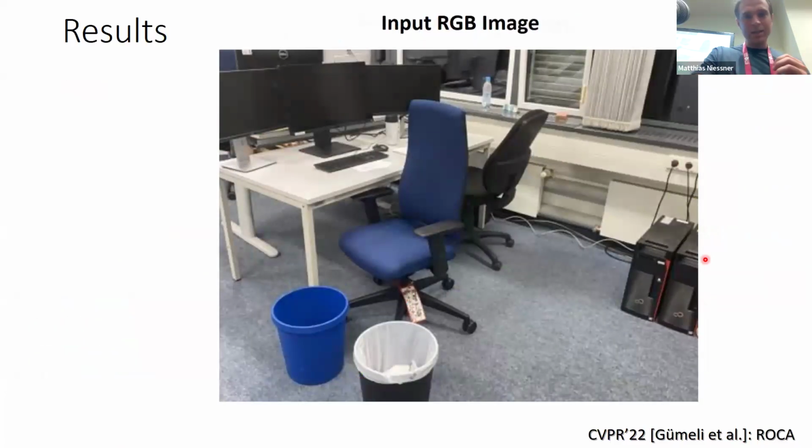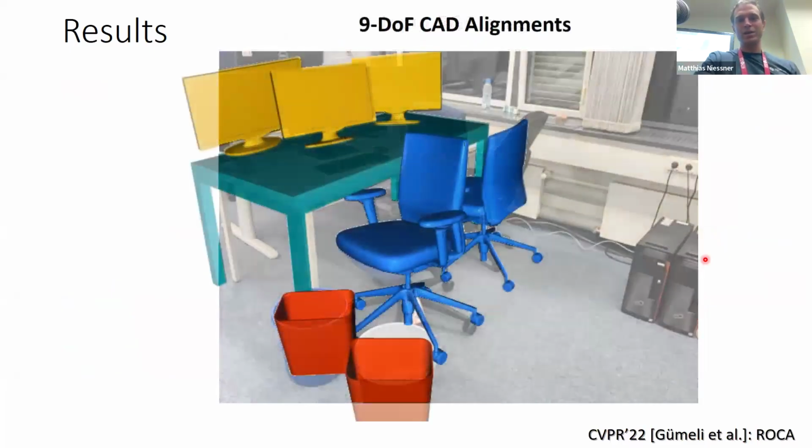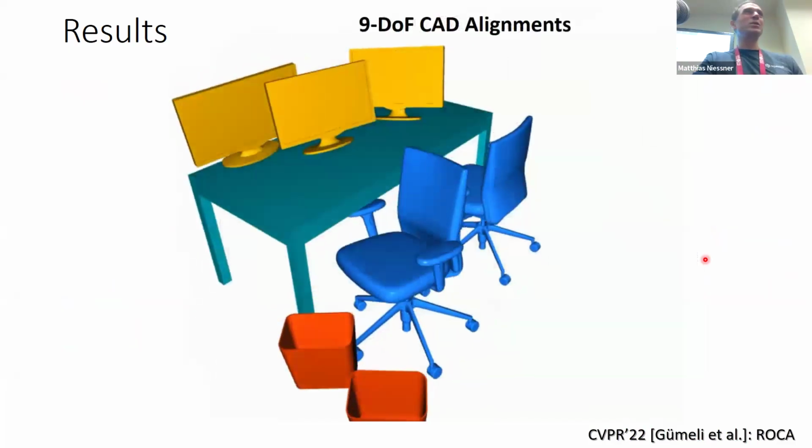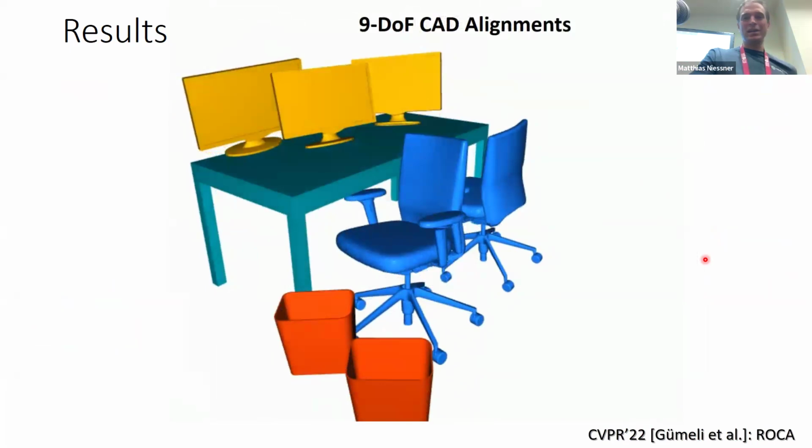So let me show a few results here. This is an input image. This is the respective 9DOF alignment. And you see we're already at 2022, so it took a little bit better networks to get this to work. But in a feed-forward pass, just one forward shot, you actually get pretty good and pretty decent alignments.